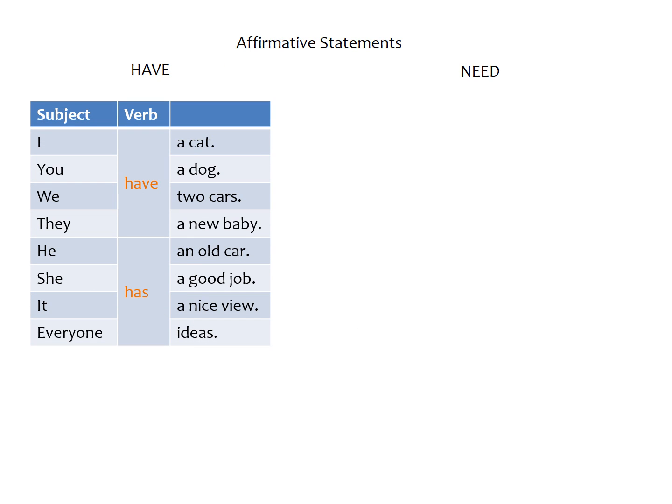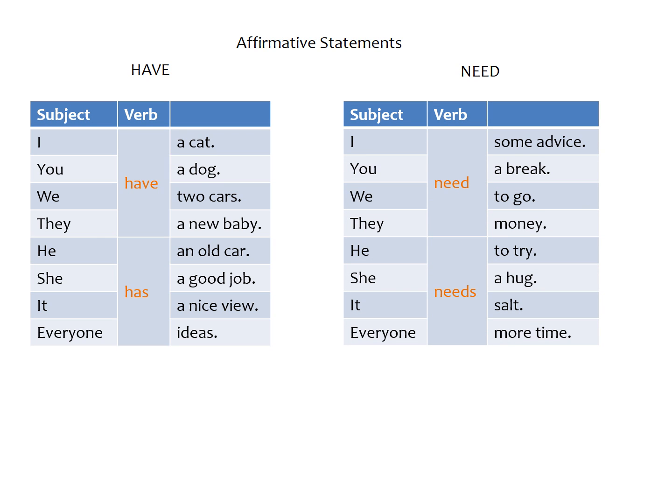For example, if we take the verb have with the subject pronouns I, you, we, or they, the correct form of the verb is have. However, he, she, it, or everyone, you need to use has. Likewise, if we use the verb need with I, you, we, or they, you don't have to change it, just use need. But he, she, it, or everyone, you need to add an S for needs.